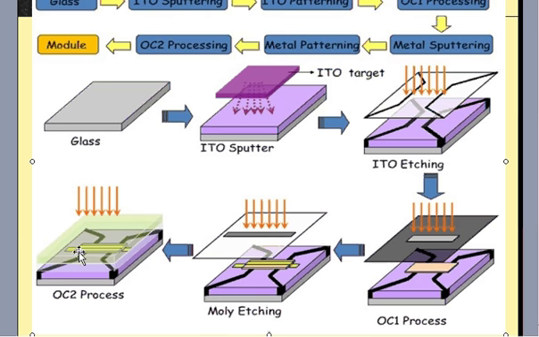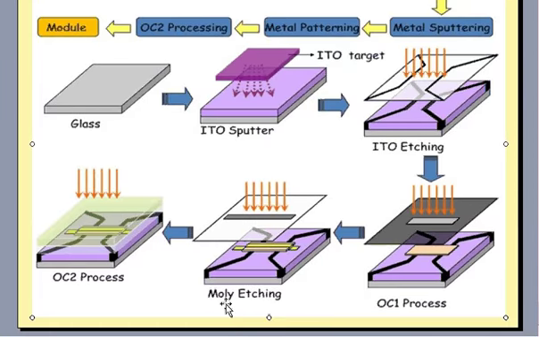Then we have another process to produce another layer of electrode. For example, this is an X electrode. Another process will be the Y electrode. So it's the same thing. Why is it called moly etching? That is because there is a metal, moly, that is used for insulation protection for the aluminum material. Otherwise, aluminum will be easily oxidized.